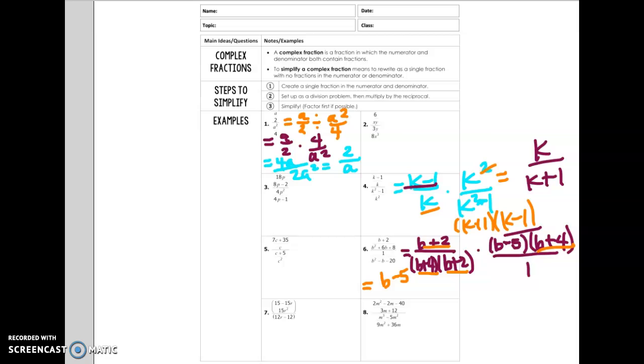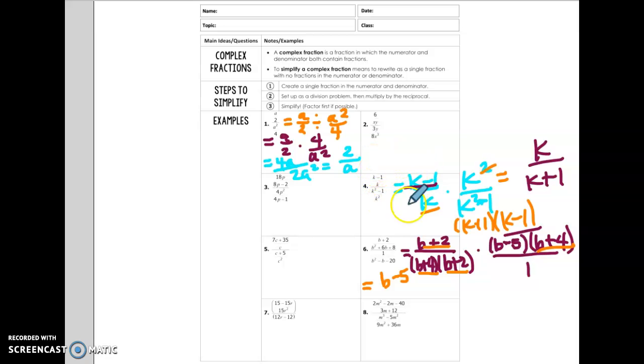Complex fractions is ultimately dividing fractions again. So I'm just going to rewrite it as the first fraction divided by the second and change it into a multiplication problem. They look super funky, but it's the same thing as what we were doing up above. So this becomes a over 2 times 4 over a squared, and then we simplify.